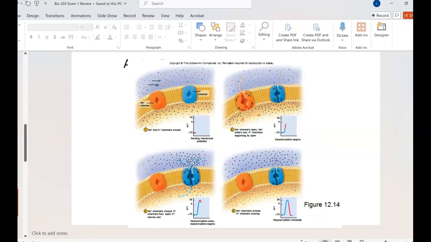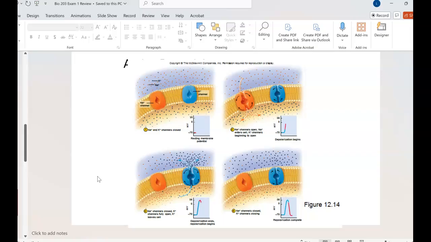Now, one of the things that you should be able to even draw out and recount is the action potential graph. So this picture is showing us what's happening in the membrane, also what's happening with the action potential graph. So you need to be able to label this action potential graph and discuss what's happening. So resting membrane potential, our ion channels are closed. When we begin depolarization, sodium ions come in, and that's when that peak starts to increase. So that line is increasing.